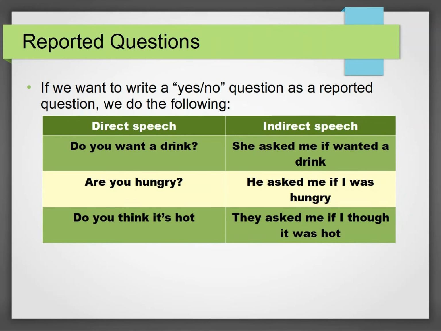If we want to write a yes/no question as a reported question, we do the following. So the direct speech examples would be, do you want a drink? Are you hungry? Do you think it's hot? Indirect speech examples, she asked me if I wanted a drink. He asked me if I was hungry. They asked me if I thought it was hot.